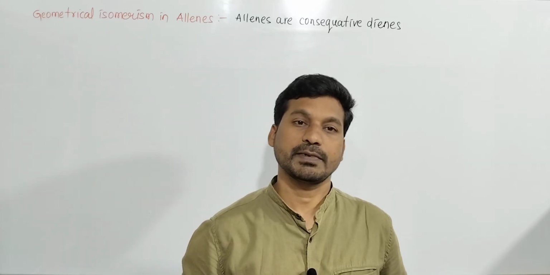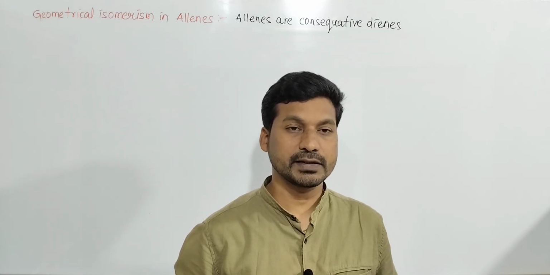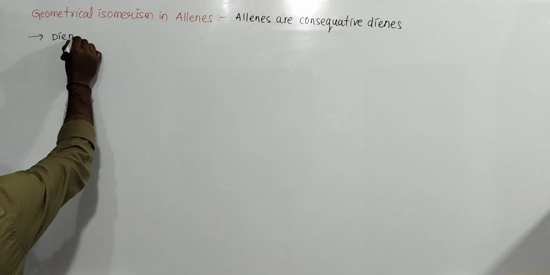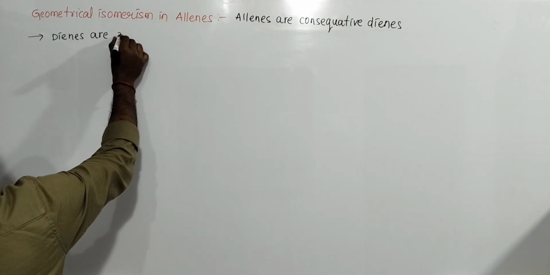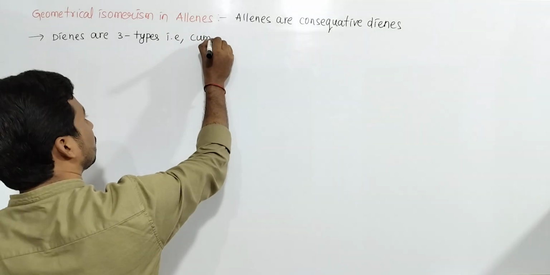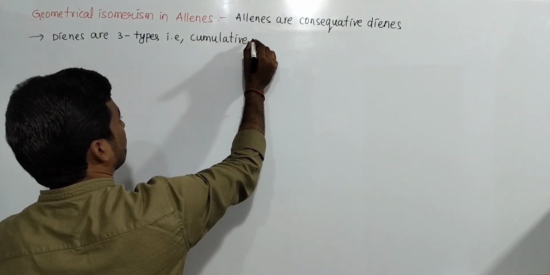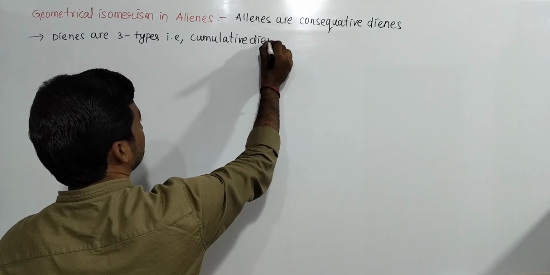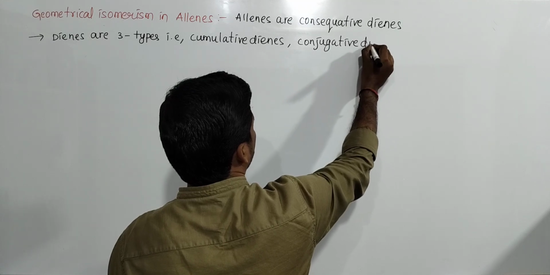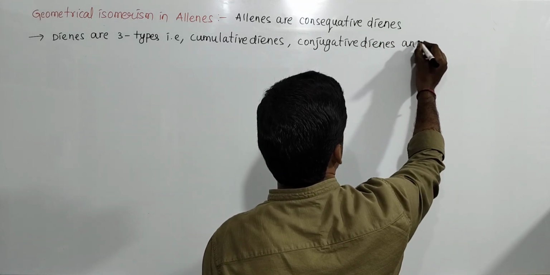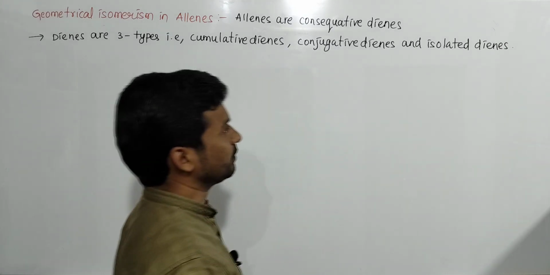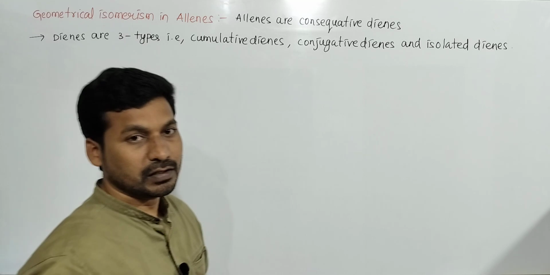Dienes are generally three types. They are cumulative dienes, conjugated dienes and isolated dienes. General information: dienes are three types. Cumulative dienes, these are also called consecutive dienes. Conjugated dienes, and third one, isolated dienes. Dienes are how many types? Three types.